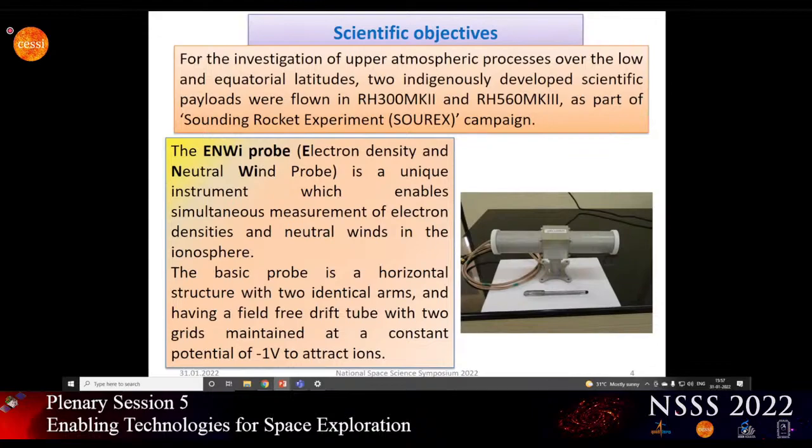With respect to that, we have developed two scientific payloads, which were called the NV and the LP, and which were flown successfully as part of the sounding rocket experiment in RS-300 Mark II and RS-560 Mark III. The NV probe is the electron density and neutral wind probe, which enables simultaneous measurement of electron densities and neutral winds in the ionosphere. The basic probe is a horizontal structure with two identical arms and a field-free drift tube with two grids, which are maintained at a constant potential of -1 volt, which will help to attract ions.